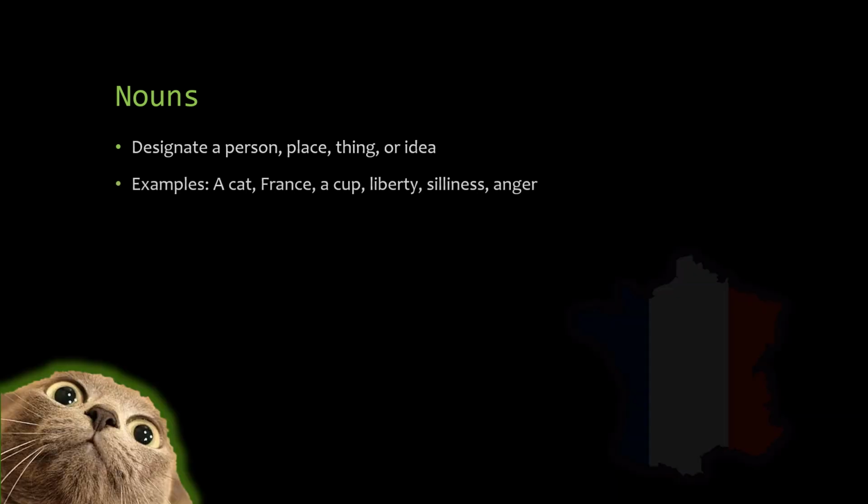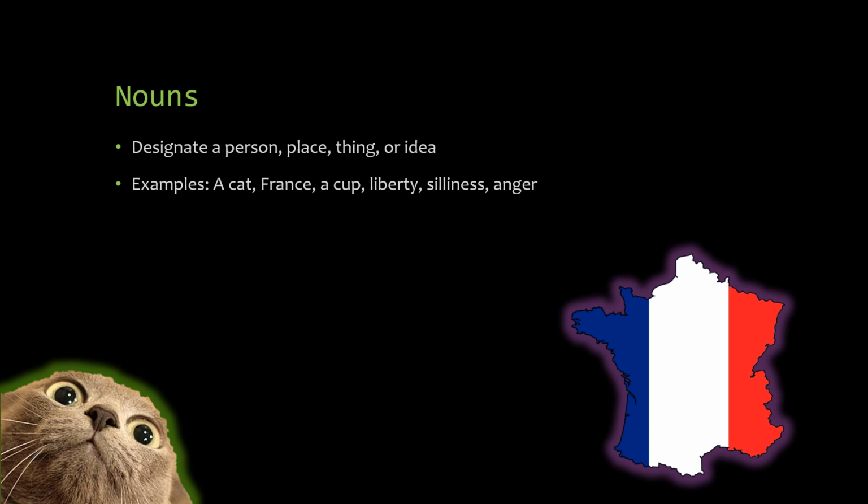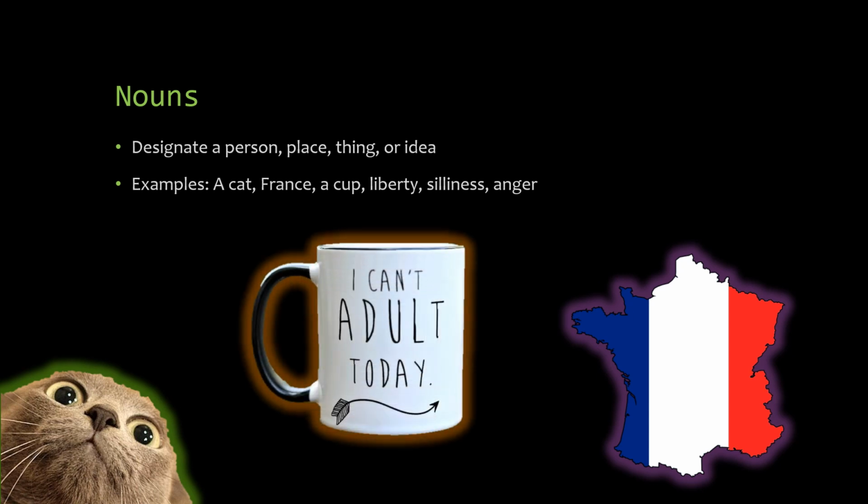We have concrete nouns, which is what most people think of, anything you can experience with the five senses. So something like a cat, the country of France, or a cup. These types of things are all considered concrete nouns. What I mean by concrete is anything you can reach out and touch or experience in a physical way. A place like France is a place you can actually visit. A cat is something you can pet. A cup is something you can drink from. We have the basic idea here.